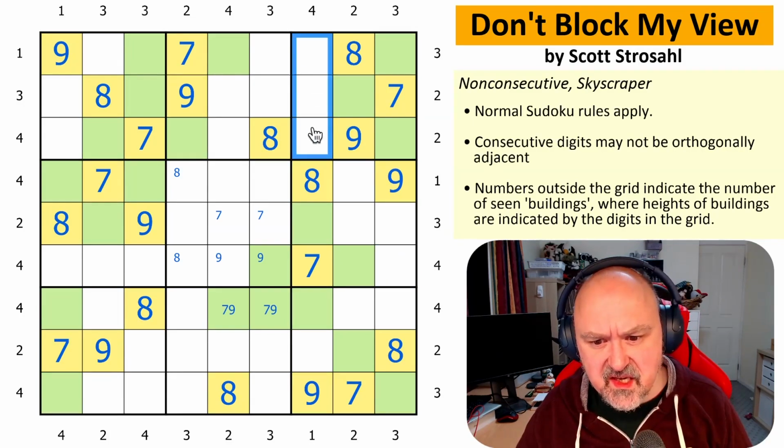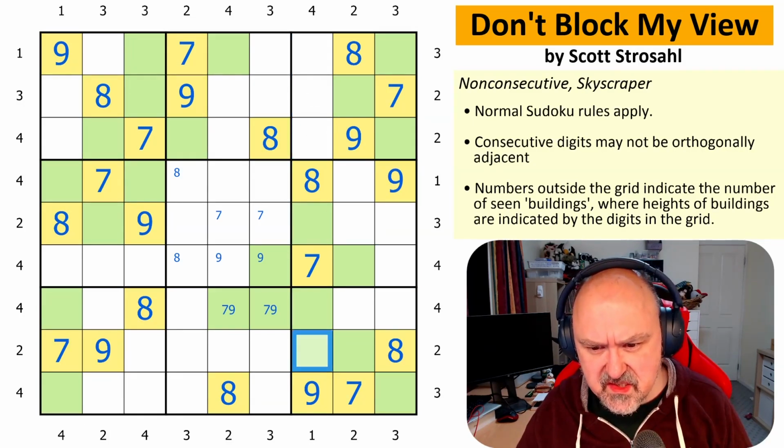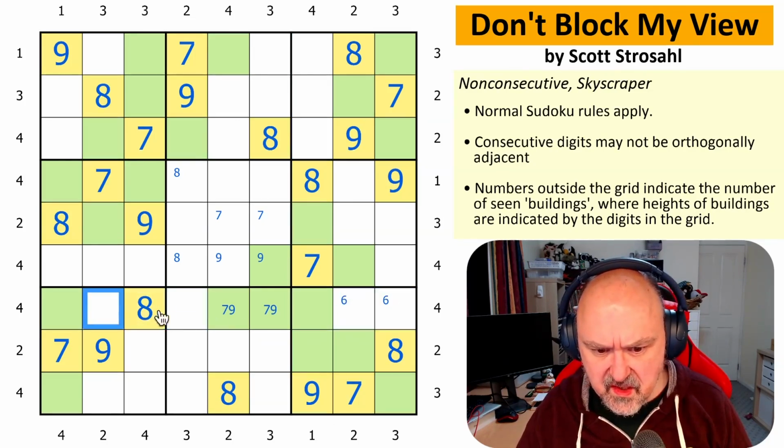Now 6 is in here, so this is not 6. Now 6 is in here, so these are not 6. 6 is in here, so these are not 6. 6 can't be in here because that would put it next to the 7.